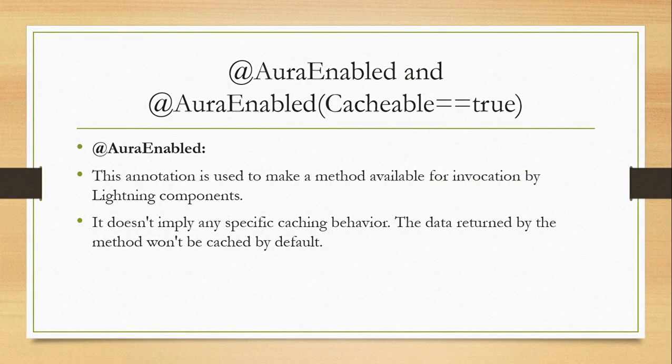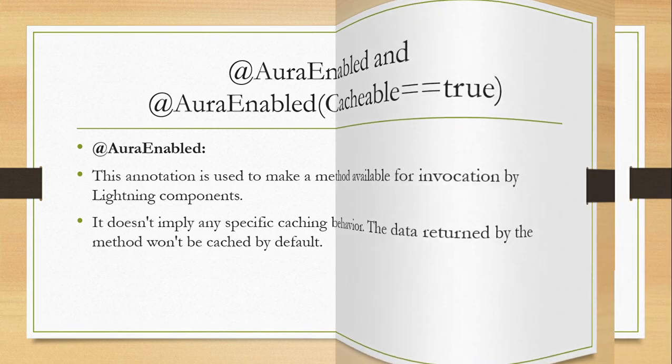What is the difference between @AuraEnabled and @AuraEnabled(cacheable=true)? That is, @AuraEnabled, this annotation is used to make a method available for invocation by Lightning Web Component, and it doesn't imply any specific caching behavior. The data returned by the method won't be cached by default.